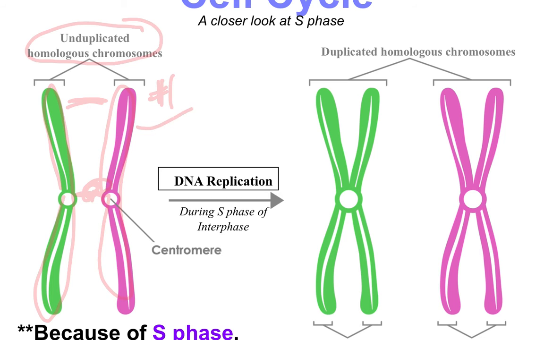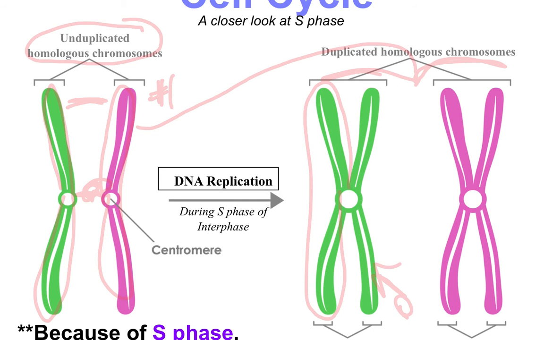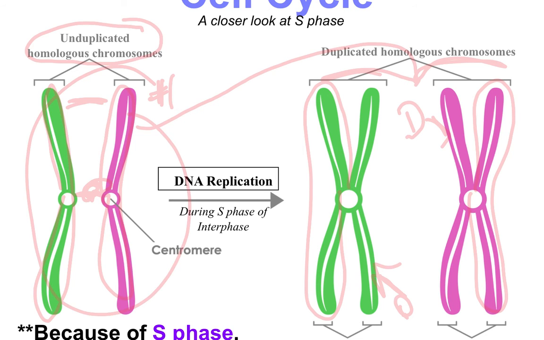When it gets ready to divide, it's going to split up into two identical parts. So this is the original, and this is a duplicated. Here I have an original, and here I have a duplicated. So one chromosome has turned into two chromosomes. This is all during S phase of interphase.